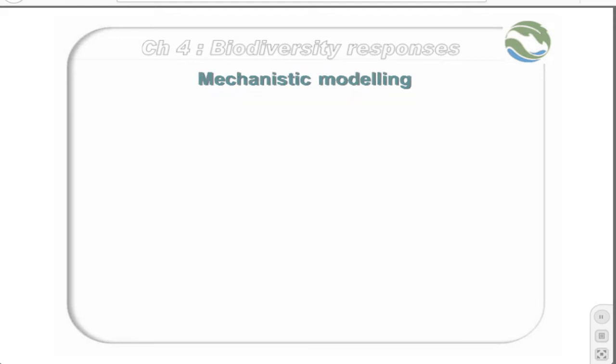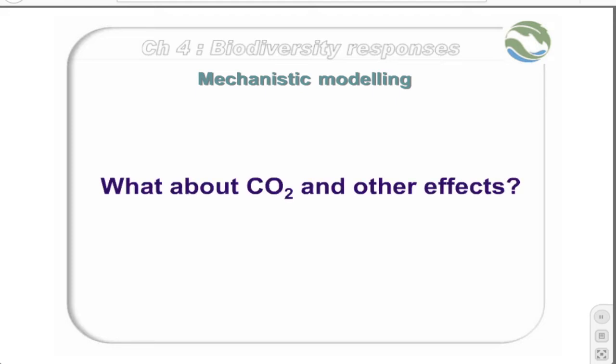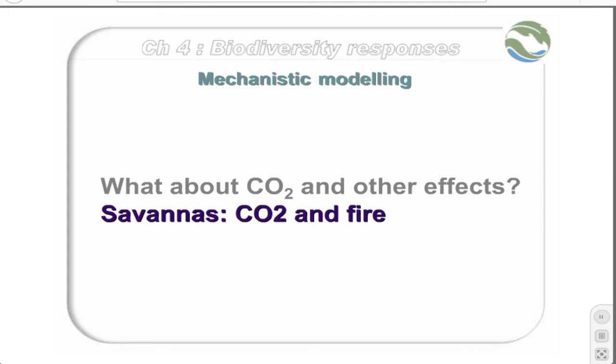The form of modeling I've been talking about does not take into account the direct effects of things such as changes in atmospheric CO2. Clearly, there are some species or plant functional types for which the CO2 changes will be significant. This needs another method for making predictions. One of these methods is called mechanistic modeling, and I'll illustrate this with an example from savannas looking at the interactions of atmospheric CO2 and fire.